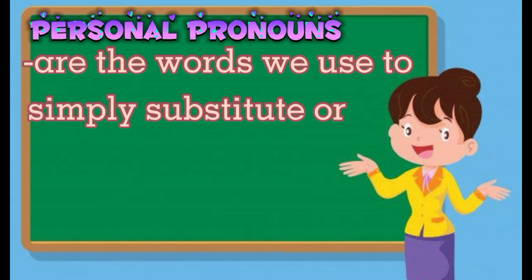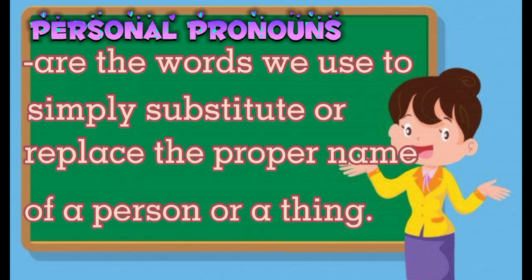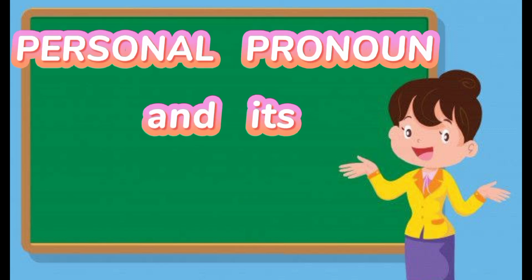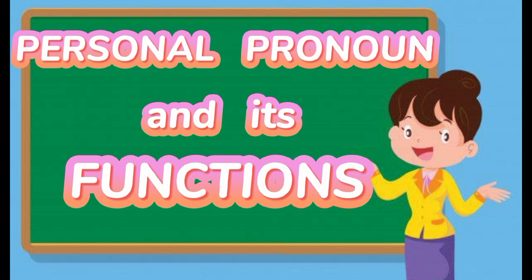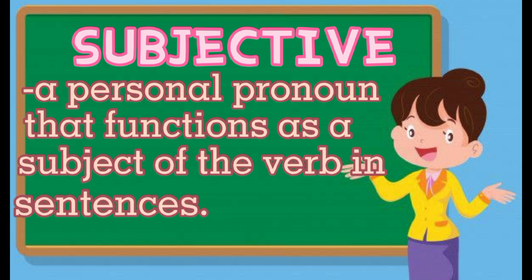For our first case of pronoun, we have personal pronouns. These are words we use to simply substitute or replace the proper name of a person or a thing. Now we are to talk about personal pronouns and their functions. For its first function in sentences, we have subjective. A subjective pronoun is a personal pronoun that functions as the subject of the verb in sentences.